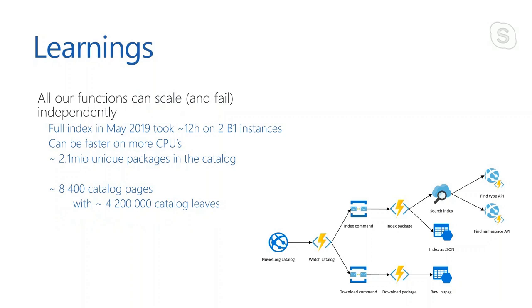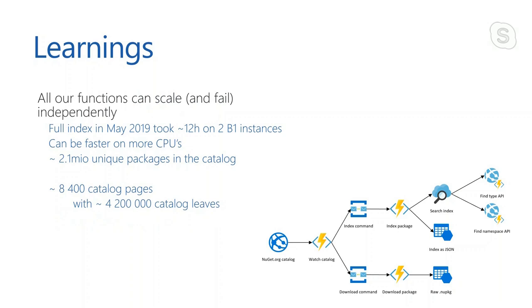There's about 2.1 million unique packages in the NuGet catalog, and we found about 8,400 catalog pages and 4,200,000 catalog leaves. Now, you may wonder, if there's only 2.1 million unique packages, but 4,200,000 catalog leaves in there, what happened? Why are packages duplicated?